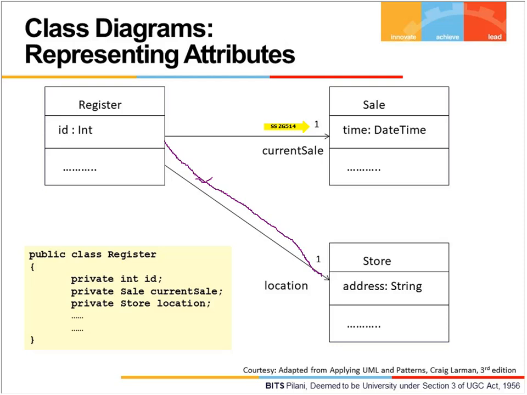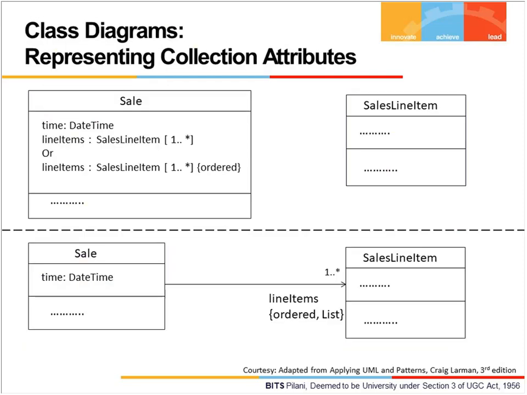There's one more example here. Okay, let's move ahead. So this is another example. How do you represent collection attributes? If you have an attribute which is a collection, say for example, an array of objects of another class, how do we represent it using the class diagram? This is the way we represent it.